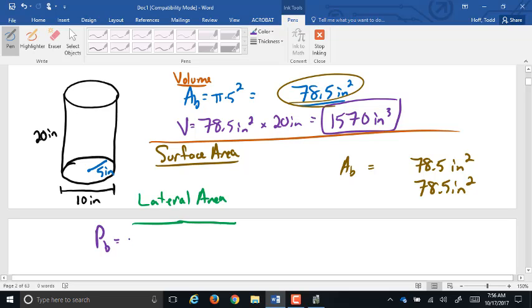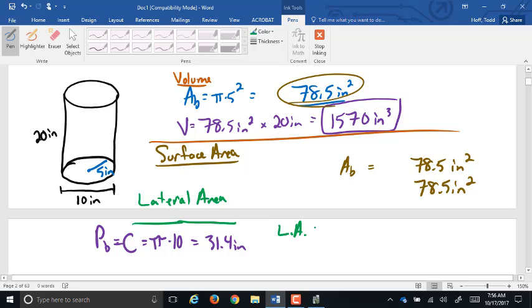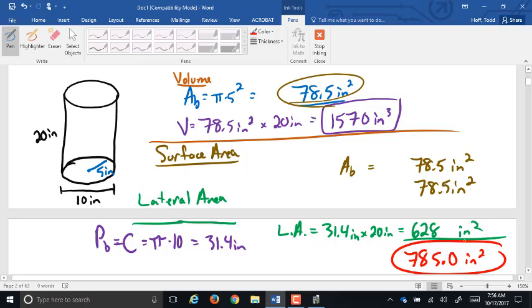So the perimeter of the base here is just the circumference of the circle. Pi times 10, which is 31.4 inches. So then the lateral area is that 31.4 inches times 20 inches of height, which is 628 square inches, which adds up to be 785 square inches of total surface area.